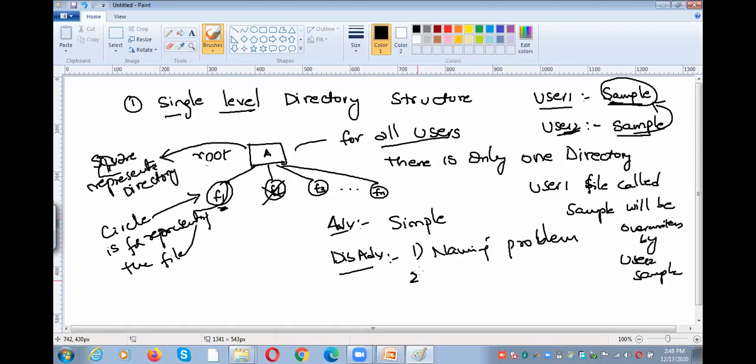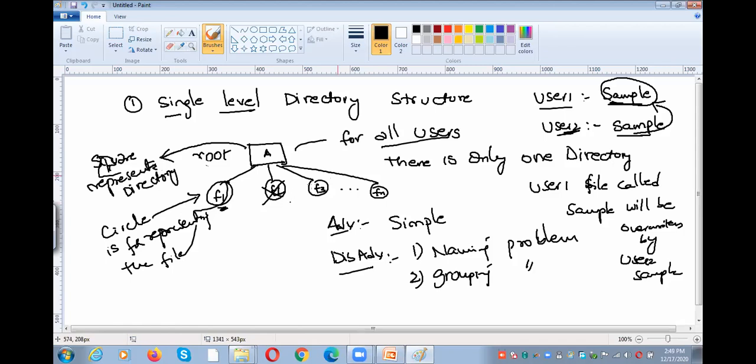And the next, what is the second problem? Grouping problem. Grouping problem means, for example, if you want to keep all your C programs in one folder, all your Java programs in one folder, and all your photographs in one folder. So for that, what do you require? We need to divide them based upon the types. All the C programs in one folder, all the Java programs in one directory, and all your photographs in one place.